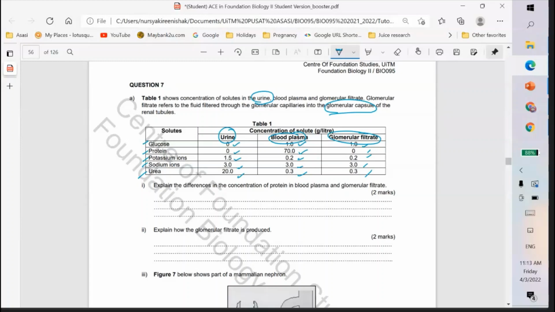So for question number 1, Siti Nur Shafika, can you read the question for number 1 and answer it? Explain the differences in the concentration of protein in blood plasma and glomerular filtrate. As you can see, the concentration in blood plasma is really high compared to the glomerular filtrate. So why is that? 2 marks.